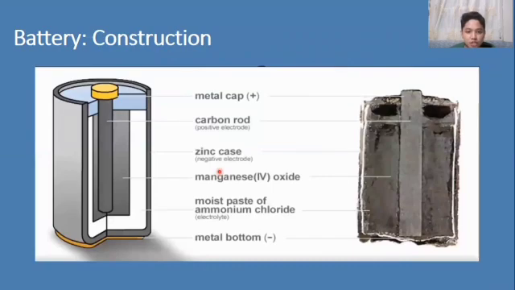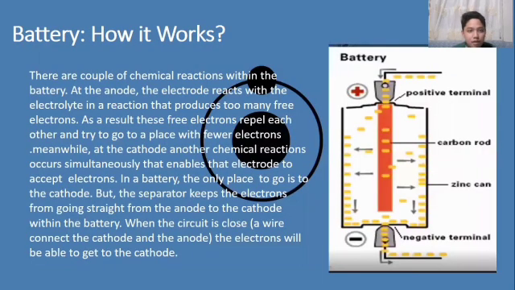Next, battery construction, kung paano siya nabubuo. Ito ngayon nasa top niya yung metal cap, yung positive. Yung sunod dun yung carbon rod, yung positive electrode. Yung zinc case, negative electrode, yung manganese oxide. Moist paste of ammonium chloride, yung electrolyte, or yung nasa baba niya, yung metal bottom, yung negative. Next, battery, how it works.